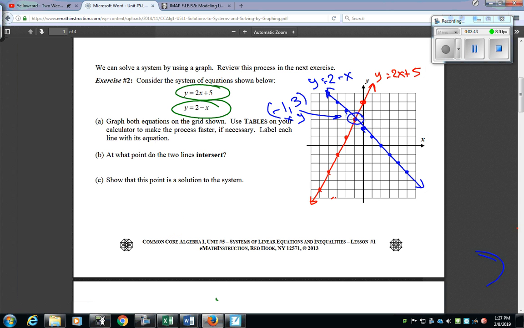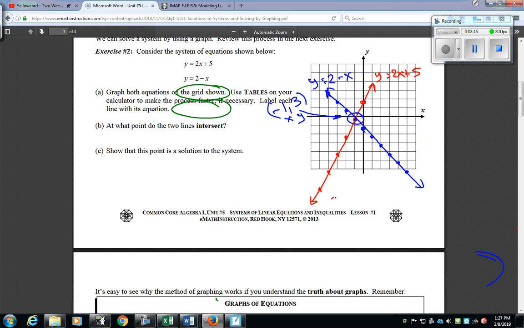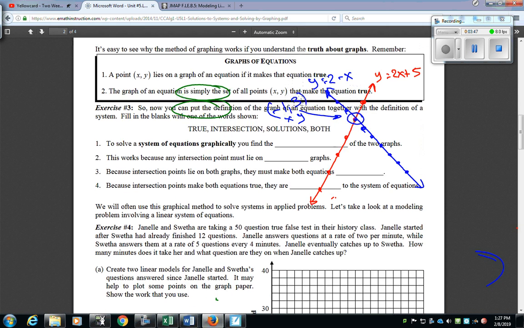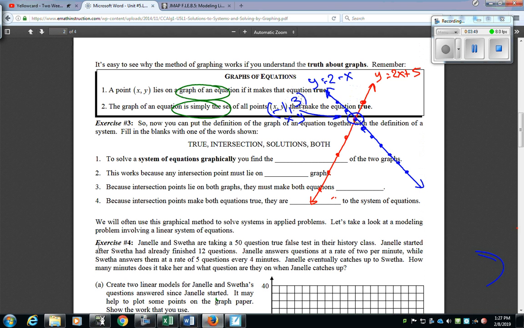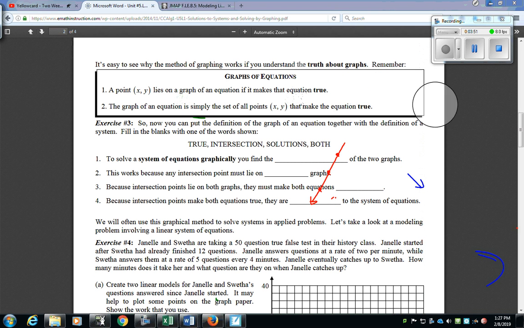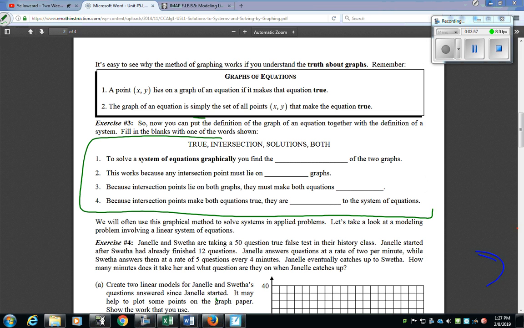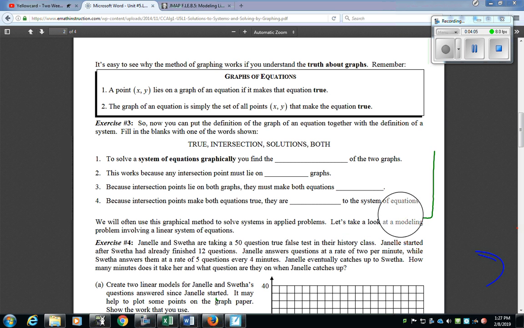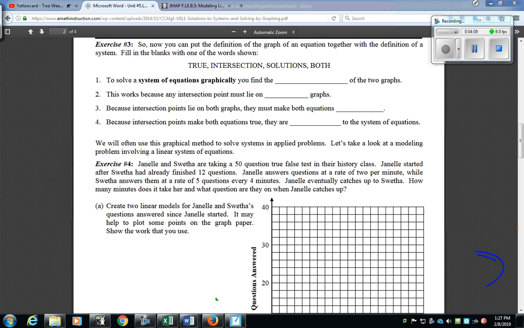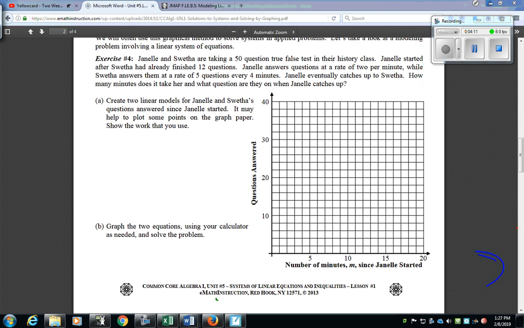Now I'm going to finish up this video on the back of this page, and I would like you to do this part on your own. There's a word bank at the top I'd like you to fill in, based on what we talked about. You can do that on your own and then just have me check it before you move on to the questions. But the last part we're going to look at is exercise number 4.